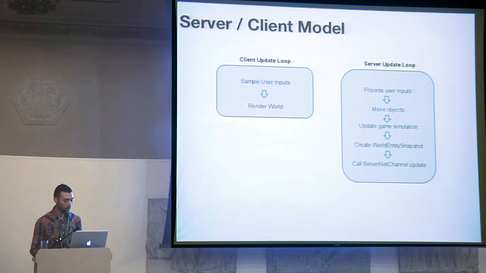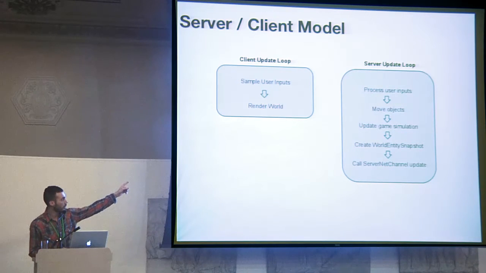In this approach, the single authoritative server represents one tick on the client side and the server side. The server will process inputs, move the objects, update the game simulation, create a single snapshot, and then let its server net channel do what it needs to do. I'll explain what that means later. On the client side, it's actually only responsible for two things. One of them is to sample the user inputs at a discrete rate and then render the world.